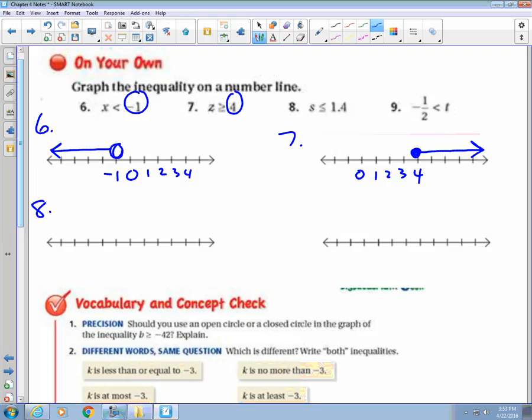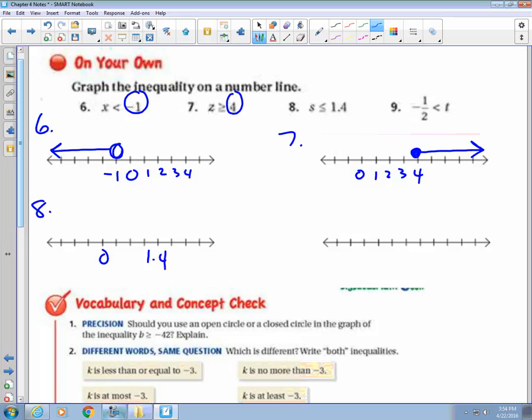S is less than or equal to 1.4. All right, so this might be a little difficult to do a 0 on here, but what I really look for is something like this. Let's say I just have 0 here. 1.4 is positive. All positive numbers are to the right of 0. So I'm just going to pick one of these tick marks and label it 1.4.